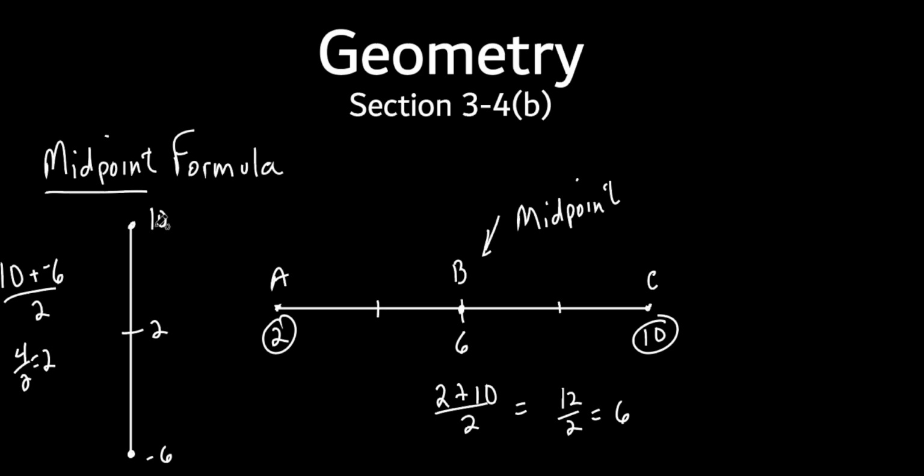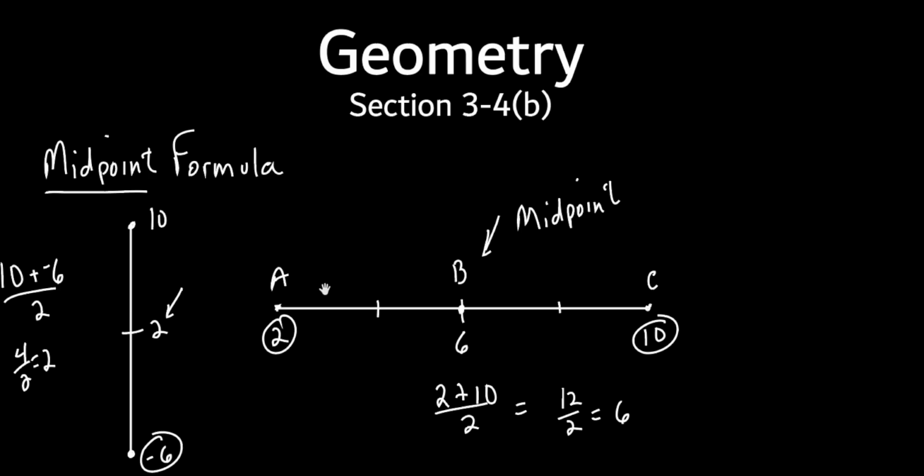All right, so you add them up. Even if you have a negative, you still add it. You keep the negative. So you add the 2 together, which I did. I got +4, and then you divide it by 2. That happens to be a 2, and that's the midpoint right there.